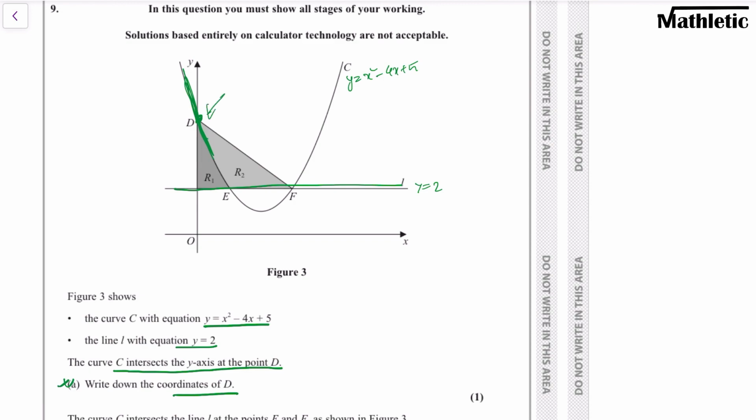At the y-axis, x equals 0. So we will just substitute x equals 0 in this equation of the curve. So for part A, at the y-axis, x equals 0. So the equation will be 0 square minus 4 into 0 plus 5. So this is 5. So (0, 5) is the coordinate of D.